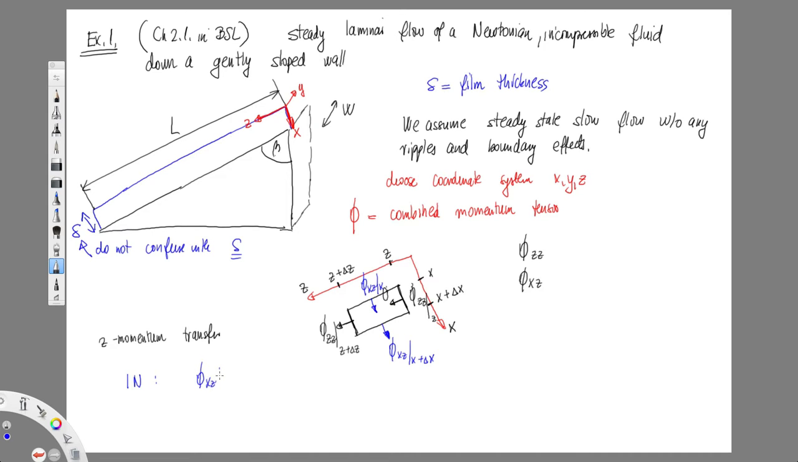It's my phi xz at x and phi zz at z, multiplied by area. And what's coming out is phi xz at x plus delta x, so it's these other two, and phi zz at z plus delta z, again multiplied by area. So once I'm summing out the contribution, I actually have to have sort of an absolute value of what's coming in, and that I get by multiplying by the appropriate area.